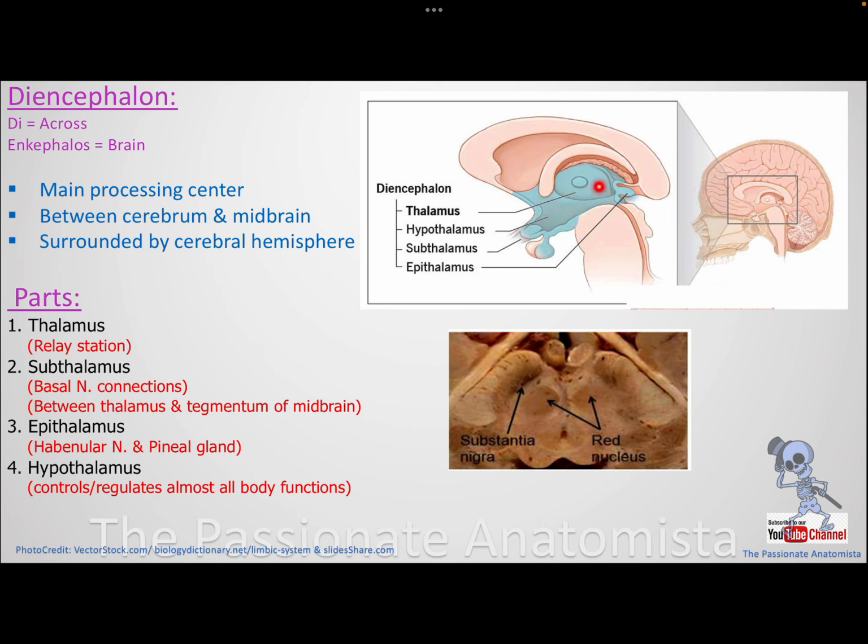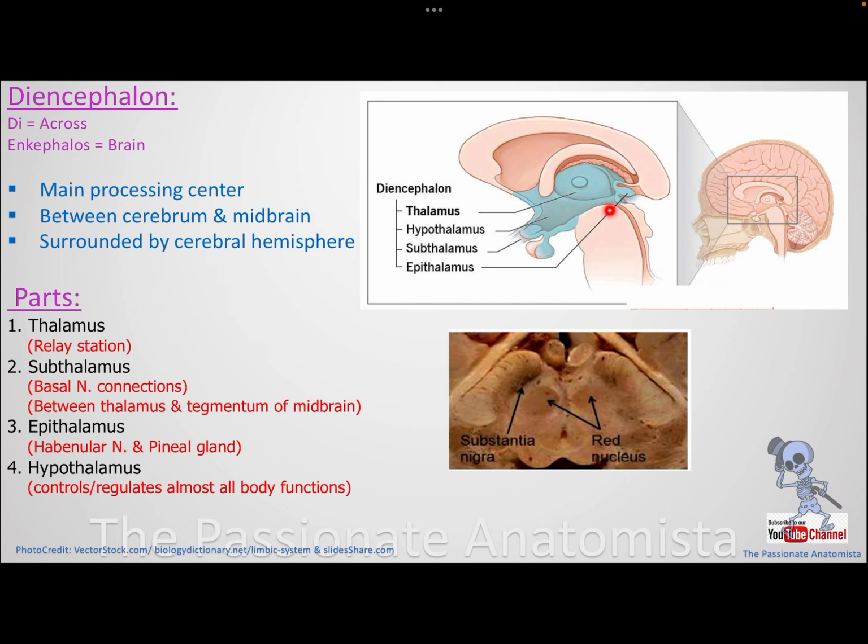So what are the parts of the diencephalon? We have the thalamus, and then we have the hypothalamus, and hypo means below the thalamus, and we have the subthalamus, which is basically a continuation of the tegmentum of midbrain. It has those lemnisci that are coming up from down, like the medial lemniscus, spinal lemniscus, trigeminal lemniscus. These are the tracts within the subthalamus.